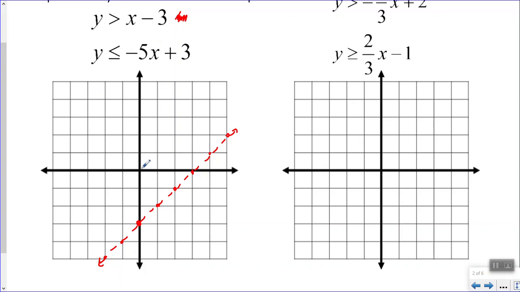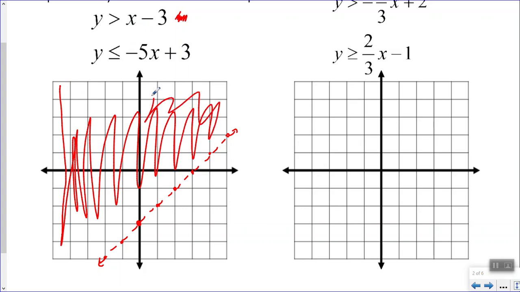Another way we can check is check any point that's not on the boundary, so we could use the origin. We would say 0 is greater than 0 minus 3, that's true. So we're going to shade above our boundary line here.